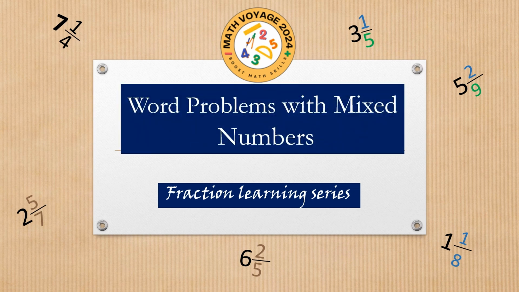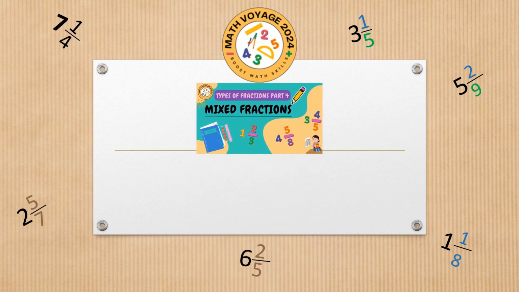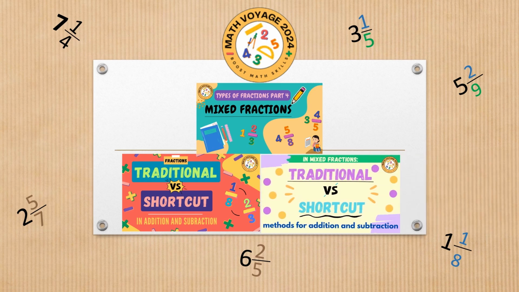Today we'll tackle word problems with mixed numbers on addition and subtraction. The word problems are based on the three topics we have covered before. Please revise them before starting the word problems. First is mixed fractions, traditional versus shortcut on fractions, traditional versus shortcut in mixed fractions. The links to the videos are in the description below.